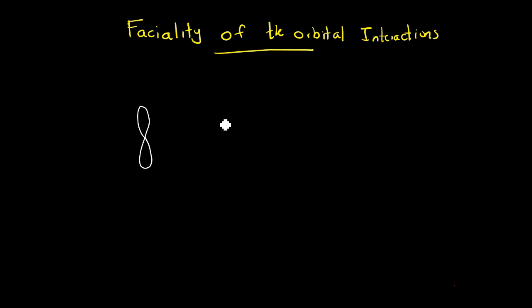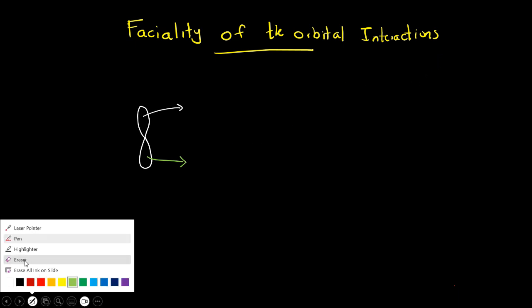Now, when we look at an interaction, our orbital can interact with another orbital in two ways, right? First is through this part, and the second way is through this part. Based on these two ways, our pericyclic reactions can be divided into two types, which we call faciality. There are two types of faciality when it comes to an orbital interaction. Let's take a quick example.